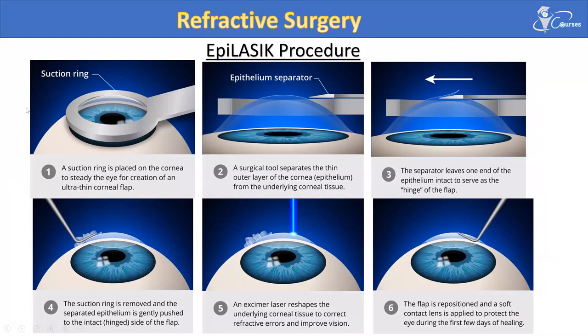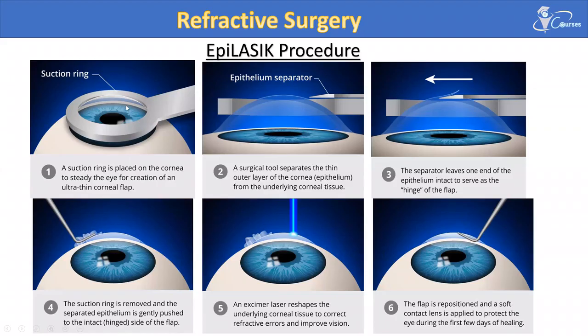Another previous operation was called epi-LASIK. Let's see the concept of epi-LASIK. In epi-LASIK, we place a suction ring. The suction ring makes the cornea steady, like fixing the cornea. Then an epithelial separator, which is like a blade, will move across this suction ring to create a very thin flap. The separator leaves one end of the epithelium intact, which acts as a hinge, and this creates a flap.